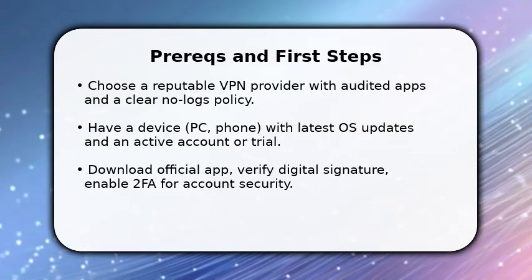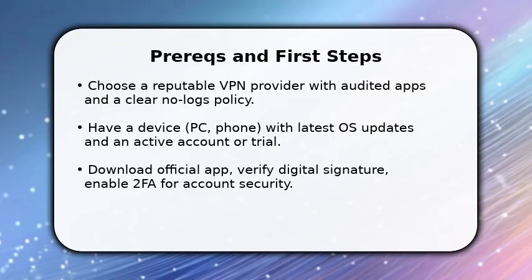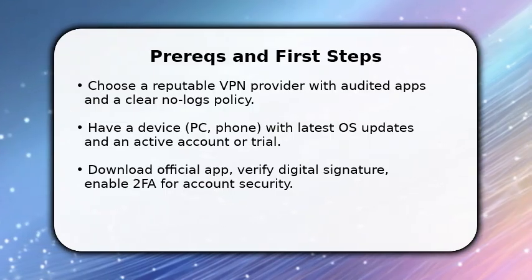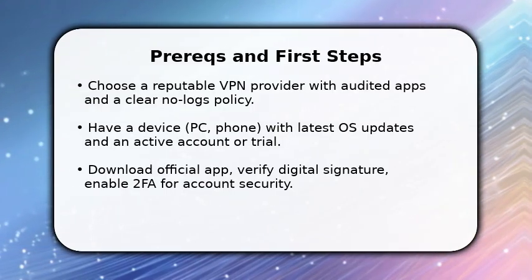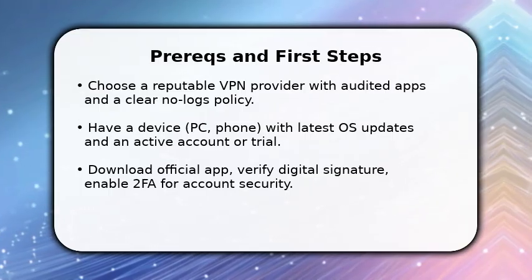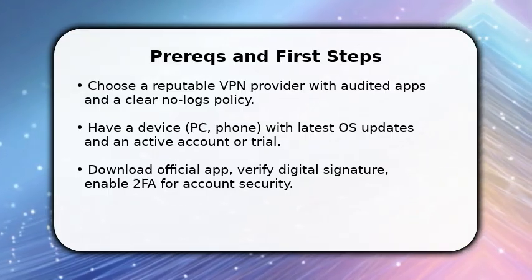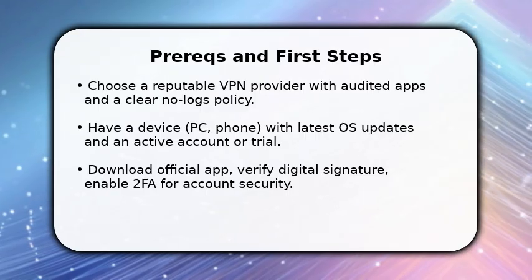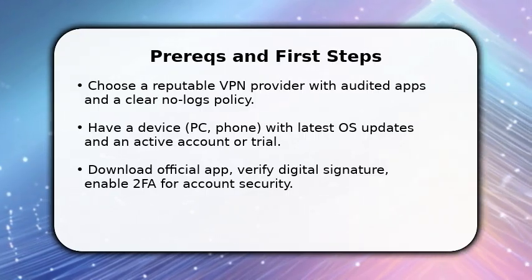You start by confirming prerequisites: a trusted provider, updated device, and an account. Once you sign in, verify the app signature and enable two-factor authentication to protect credentials. Next, allow required permissions but deny unnecessary ones.